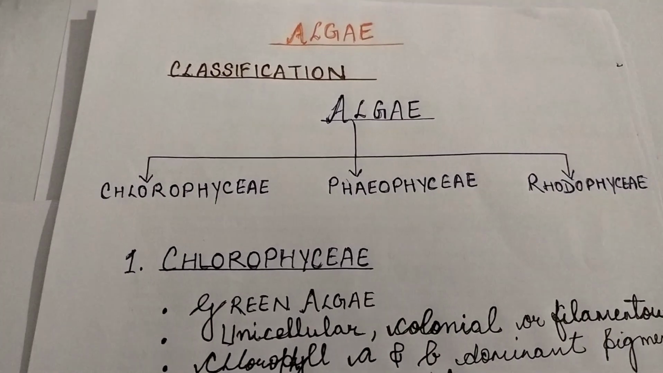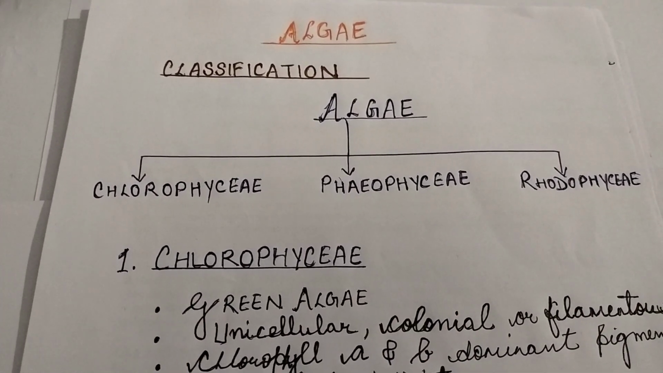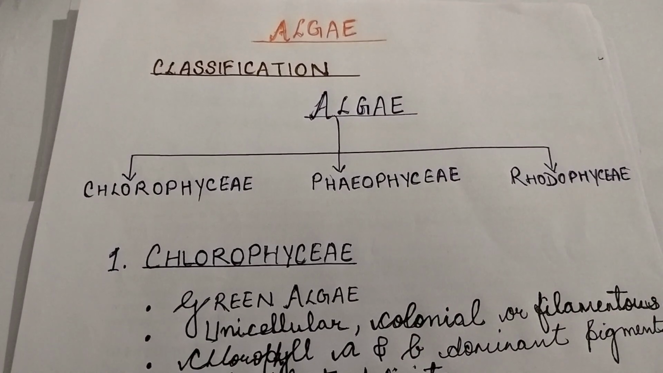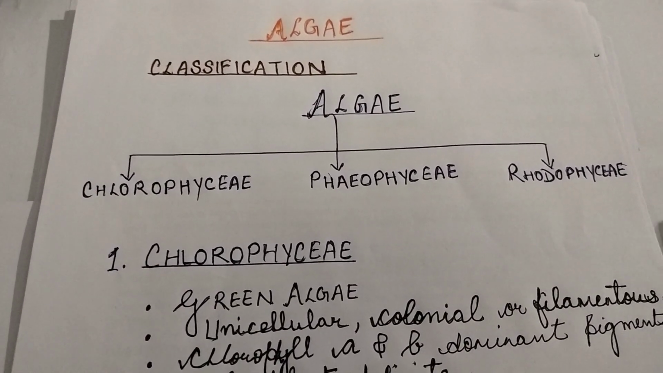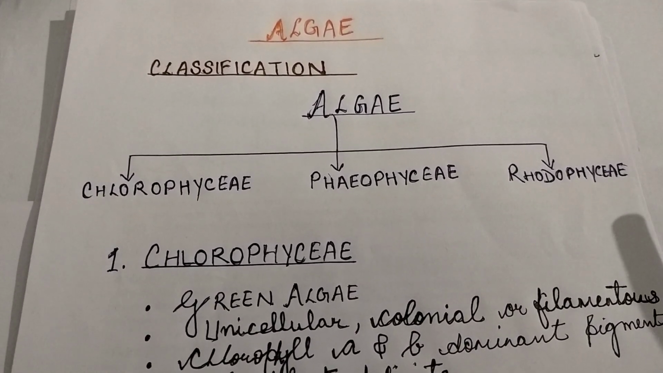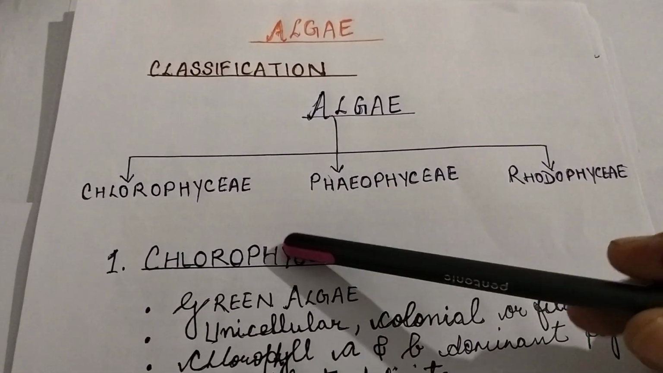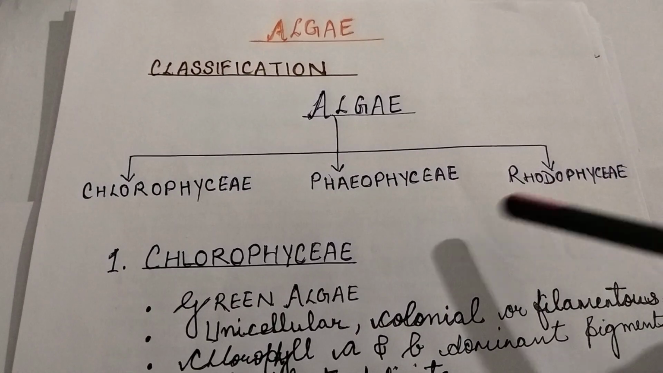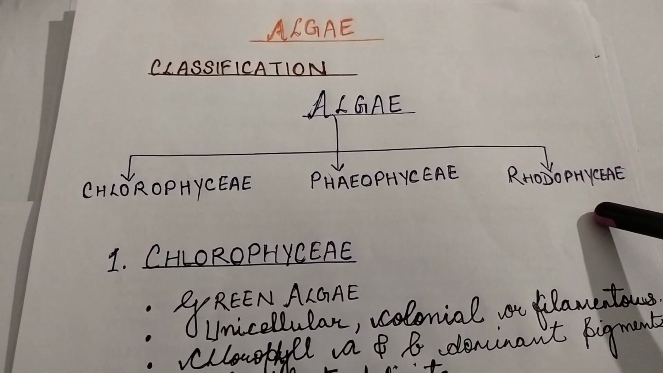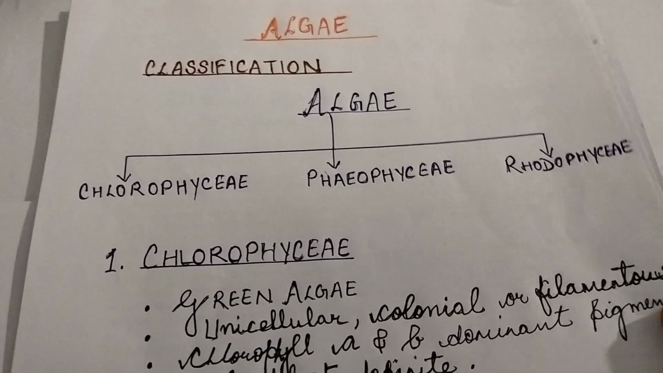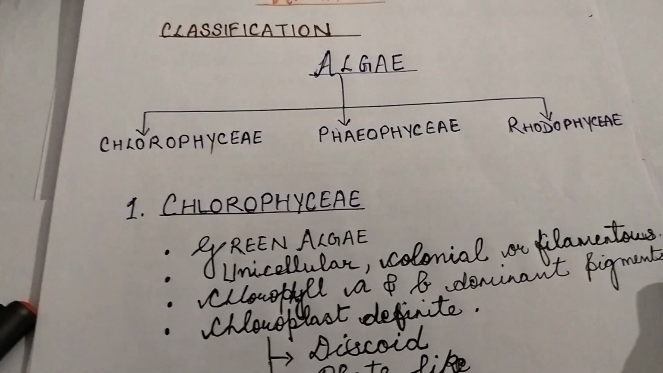In today's video, we will continue with algae. In our last video, we discussed the general characteristics of algae, and in this video, we will continue with the classification of algae. Algae is divided into three classes: Chlorophyceae, Phaeophyceae and Rhodophyceae. Each of them you have to study separately. First, we will discuss Chlorophyceae.